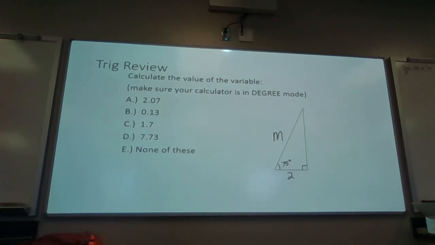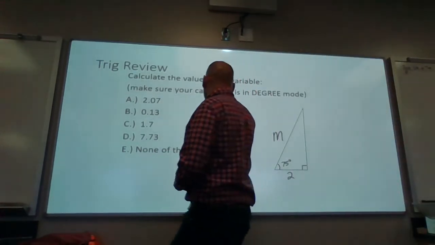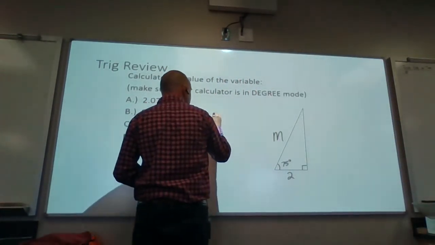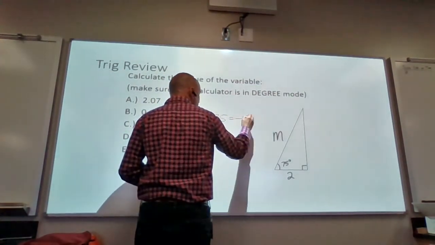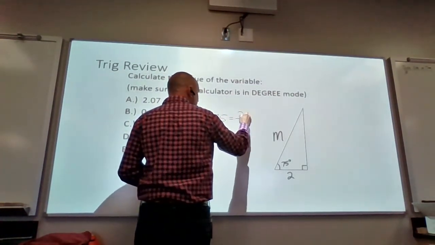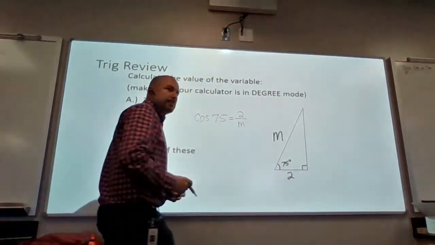So next problem. What sides do you have? You have hypotenuse and adjacent. Which are you going to use? Sine, cosine, tangent. Cosine. So you have cosine 75 is equal to adjacent over hypotenuse.